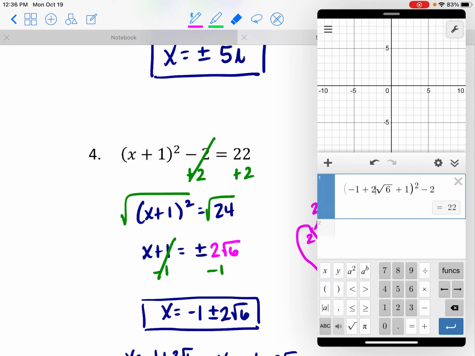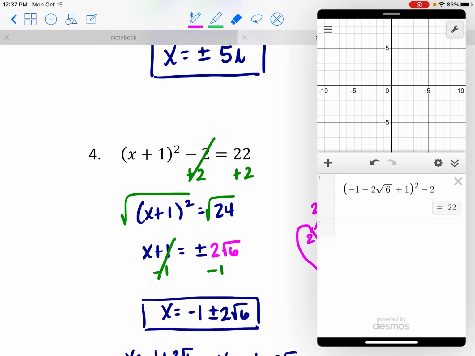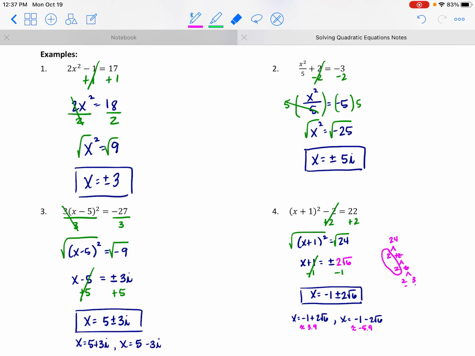Okay, so you can see I replaced the x with this -1 plus 2 radical 6. Put the quantity in parentheses, squared it, subtracted 2, I got 22. And then if I just change this positive to a negative, then I get 22 again. So if it's an irrational solution, you can use your calculator to check. Now, for the most part, you don't need to check everything you're doing. Have some confidence that you're doing it correct, and you've got unlimited attempts in your practice, so it's not a big deal there. But if you're taking a quiz and it's worth a little more, check your work.